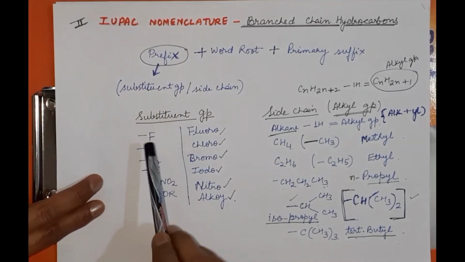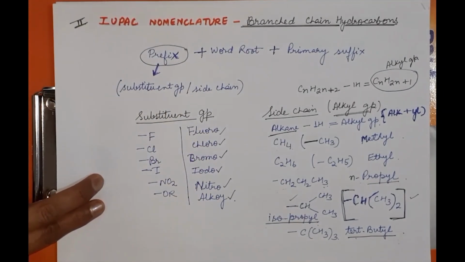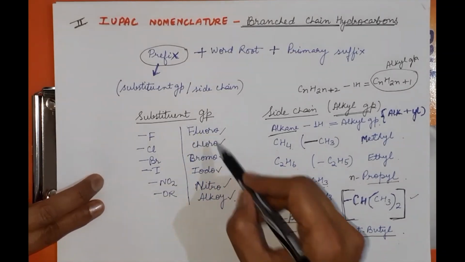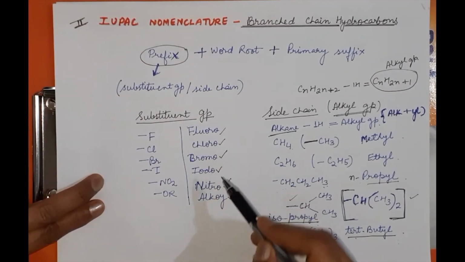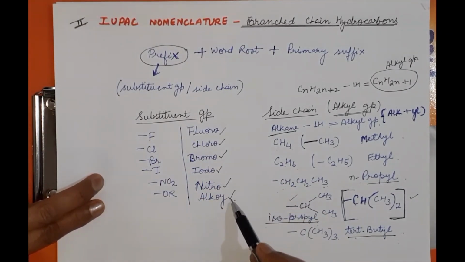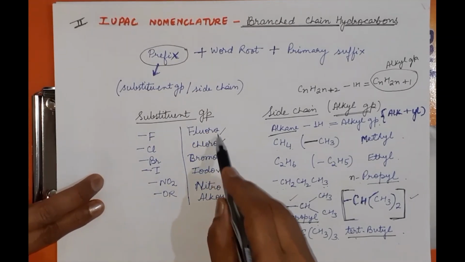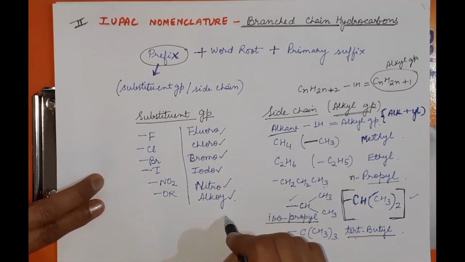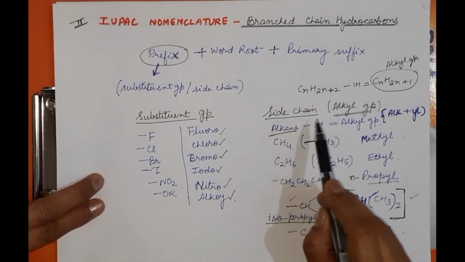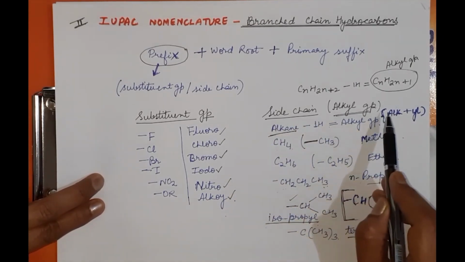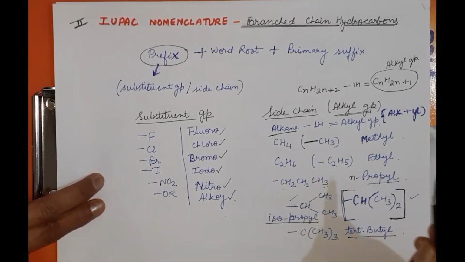So prefix is the substituent. It can be fluoro, chloro, bromo, iodo, nitro or alkoxy group. All these groups are considered as substituent groups. And it can also have the side chain, which is called the alkyl group. I will explain here what the alkyl group is.